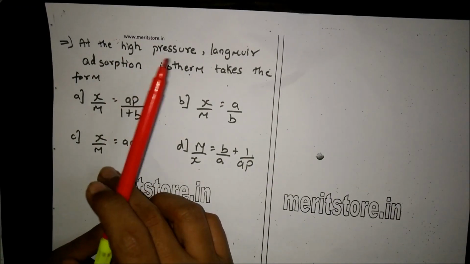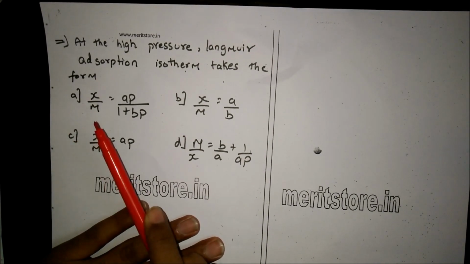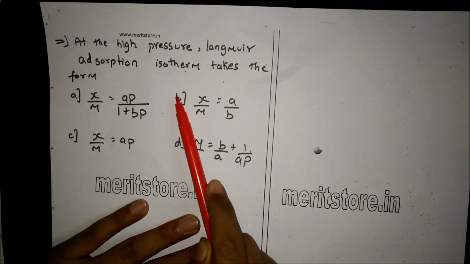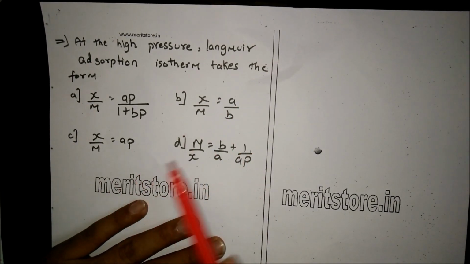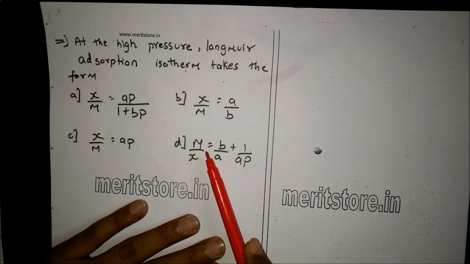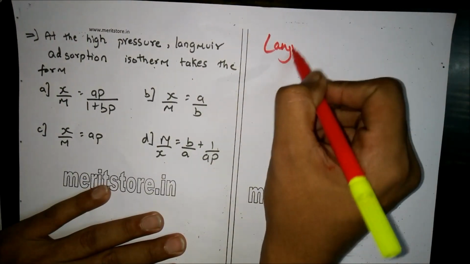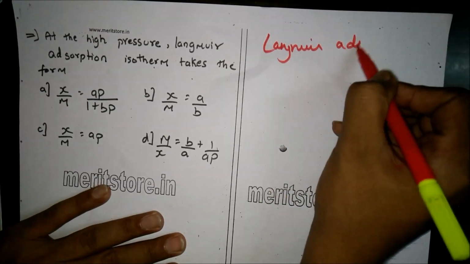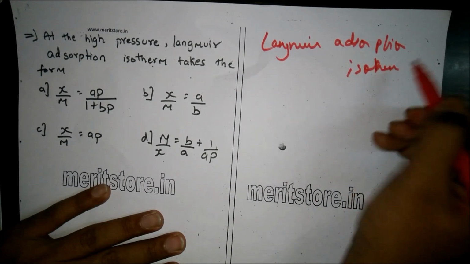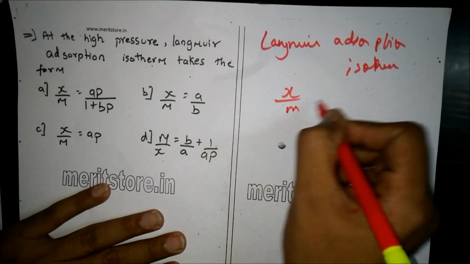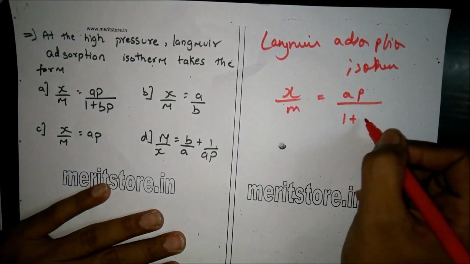The high pressure Langmuir adsorption isotherm takes the form A. x/m = AP/(1 + BP), B. x/m = A/B, C. x/m = A into P, and D. m/x = B/A + 1/(AP). Now, the Langmuir adsorption isotherm is given by the formula x/m = AP/(1 + BP).